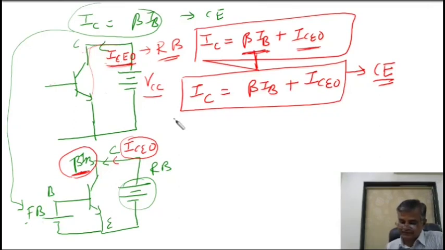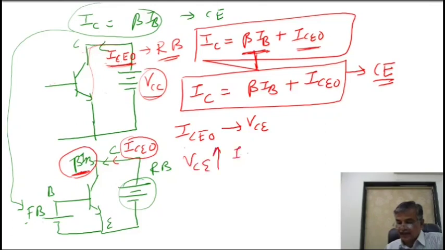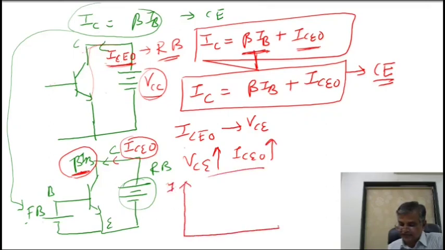Last few lines. ICO is a function of VC. It means ICO depends upon the collector voltage. So as VC increases, ICO increases, and this effect is reflected in these output characteristics that I have already discussed.